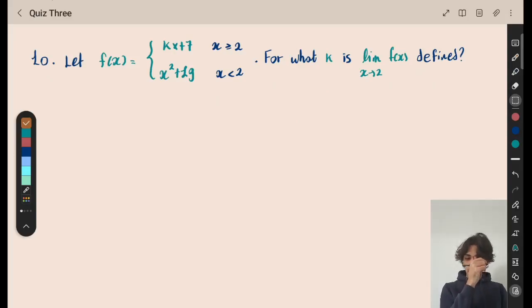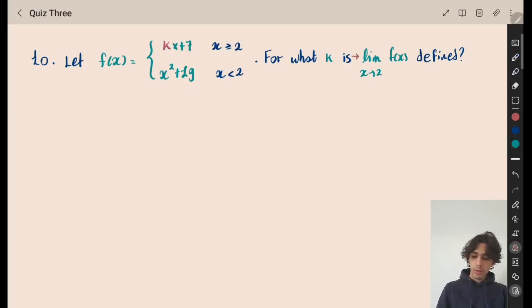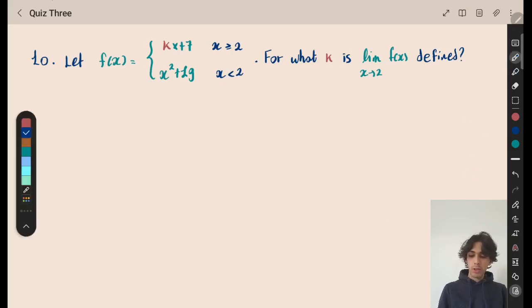Let f of x be given as follows. It's a piecewise function, or a composite function. And we want to know for which k. Now this is k, if you cannot see it. For which k is this limit defined?